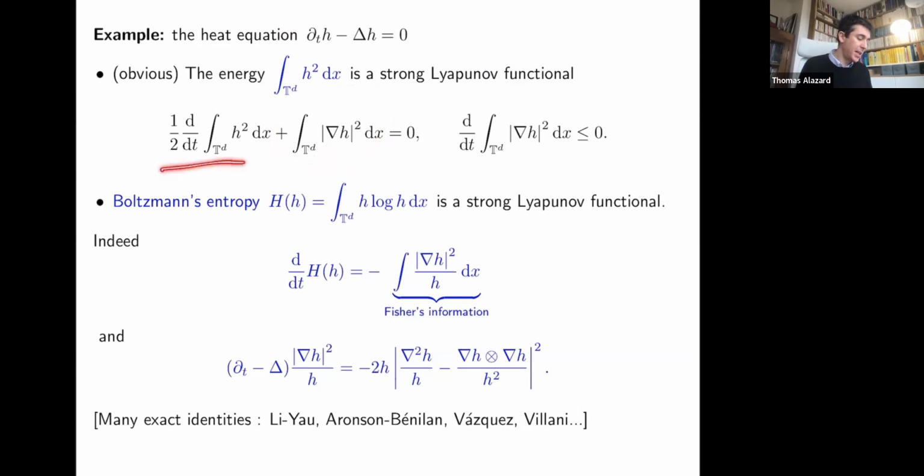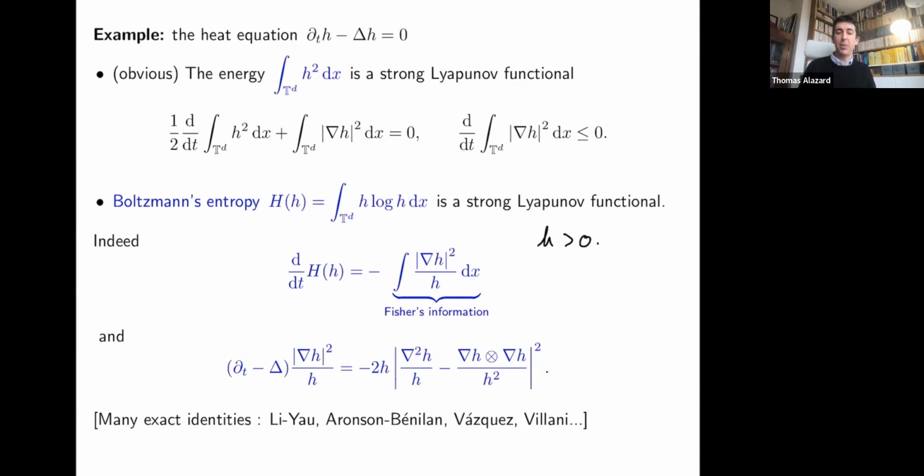And by combining this and this, of course, you obtain that this quantity, the square of the L2 norm, is decaying in a convex manner. Something more subtle is the fact that the Boltzmann entropy is a strong Lyapunov function. If you assume that H is positive, so that the Boltzmann entropy is well defined, then you can study the time derivative of this quantity.